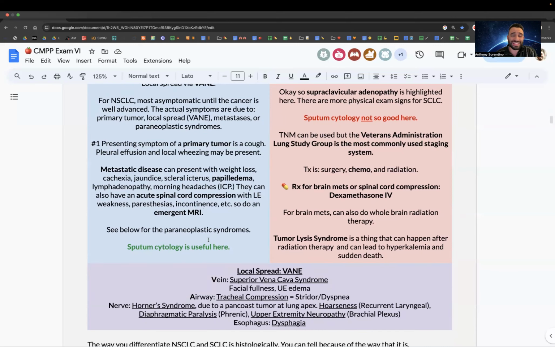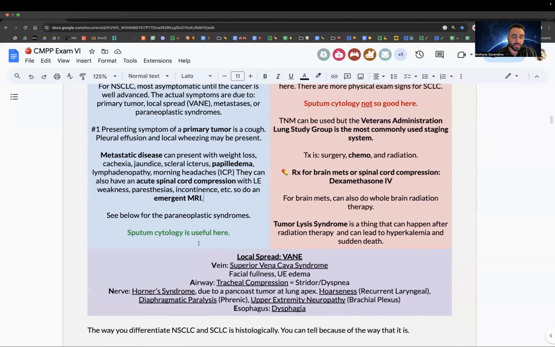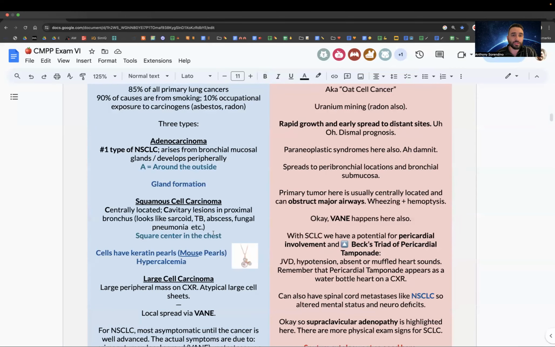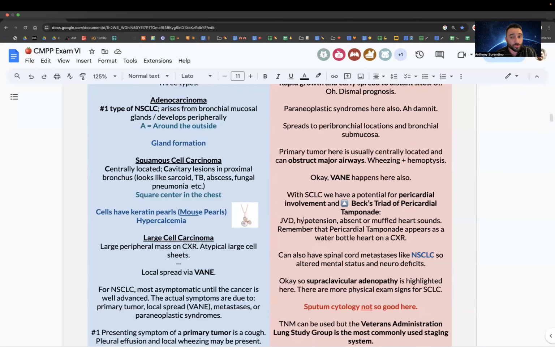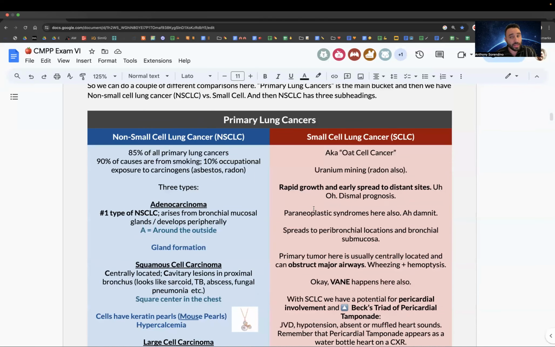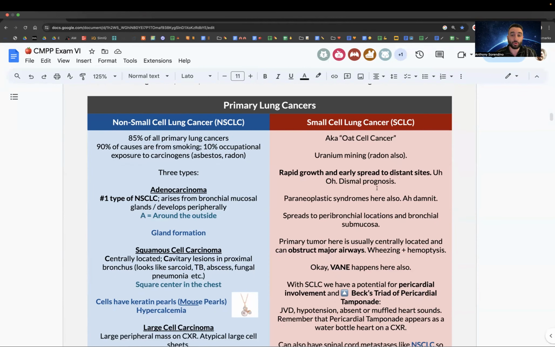Sputum cytology is useful for non-small cell. Remember that. Sputum cytology is useful for non-small cell lung cancer. It is not useful for small cell lung cancer, and let's talk about that right now. So this is oat cell cancer, or that's the AKA name. You can get this from uranium mining, but also from radon.